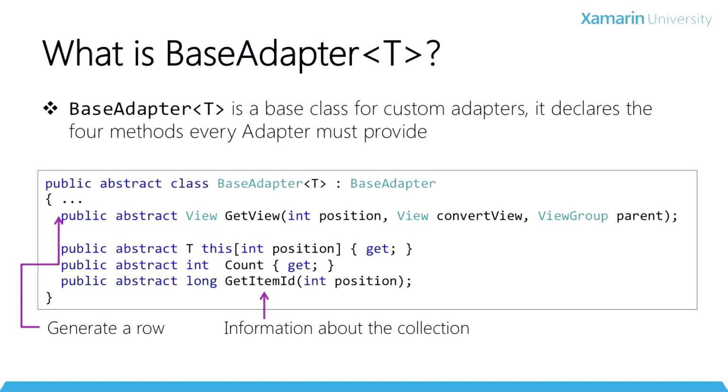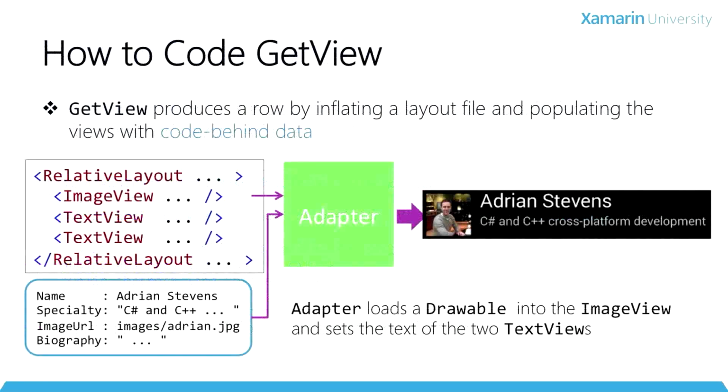So now let's look at getView, because that's where the magic really happens. And it's where we're going to inflate the view and then put in the values. So getView produces a row by inflating a layout file and then populating the views with some code behind data. You need to have an activity available so that you can get a layout inflator. So most custom adapters require an activity as a constructor parameter, and that's what we'll do here. So the basic operation of the getView is, first it inflates a layout file, then it looks up the views in the hierarchy, and then it populates the view with your data from the position.